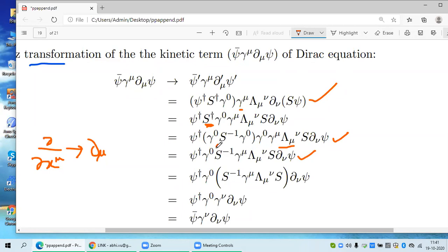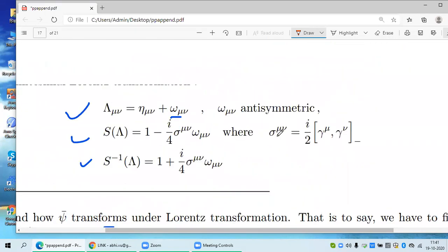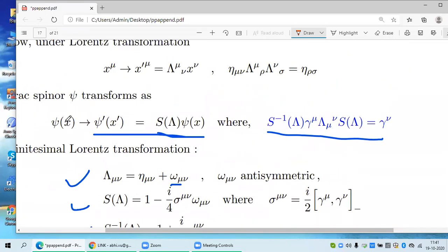Now, group these terms. There is no harm in putting a bracket. So this bracketed term you see, can you identify this? This is the Lorentz transformation condition: when I say psi transforms this way under Lorentz transformation, S has to satisfy this condition. So this is S inverse gamma mu lambda mu nu S is equal to gamma nu.